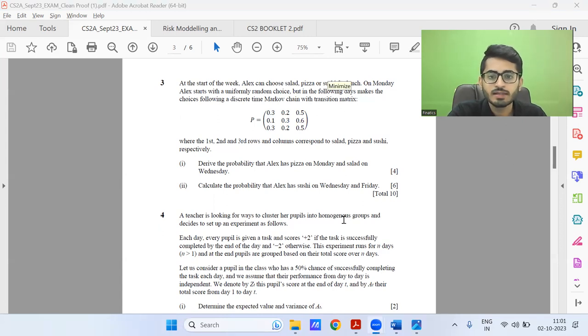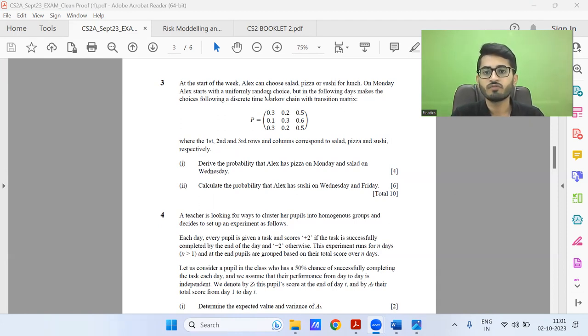One of you is giving this, but they have given the transition matrix for Monday itself. It's written that on Monday, Alex starts with a uniformly random choice, but in the following days, makes the choices following a discrete time Markov chain. So if you interpret this transition matrix on the row vectors, it's what we had on day i and what we're having on the next day, day i plus 1. This is applicable for Tuesday, Wednesday, Thursday, Friday. On Monday, it is not the case.